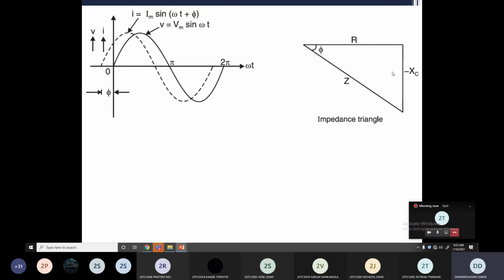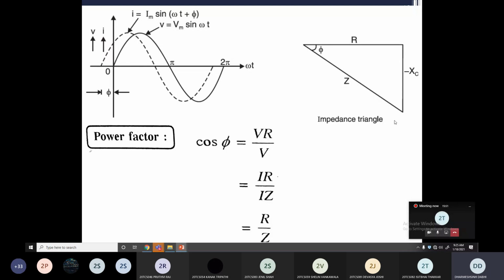Now this is the impedance triangle. You can see on the x-axis there is the resistance, the vertical line is the capacitive reactance, and the summation of them gives the impedance of this circuit. Another equation you can use for the power factor is VR divided by V, meaning voltage across the resistance divided by total voltage. So IR divided by IZ, so it is R by Z. Another equation you can use is cos phi is equal to active power divided by apparent power.